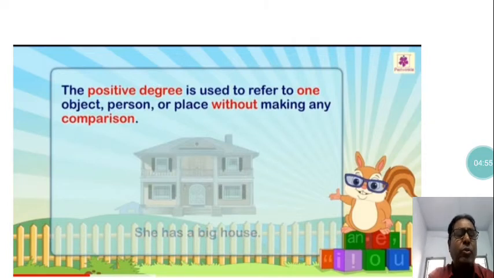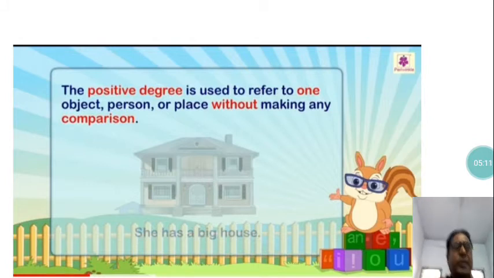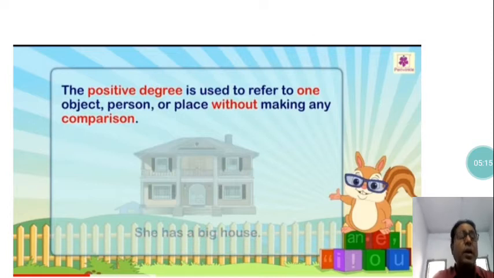So here we have used the first form of degree, that is positive degree. And so we are not comparing this house with any other house. She has a big house. Now you can use another example: he is a strong boy.